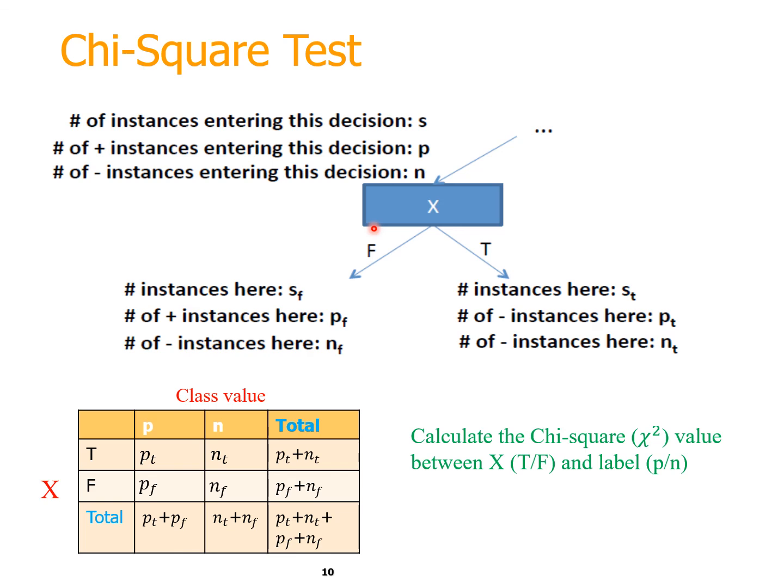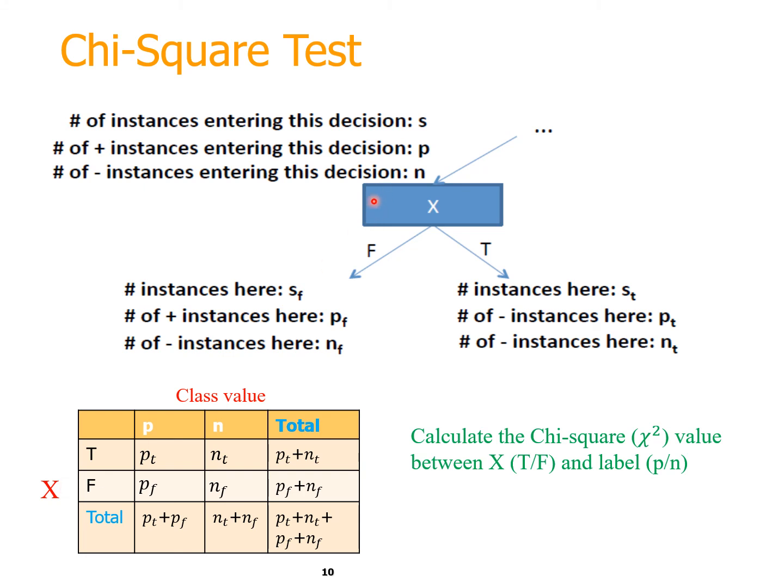So let's say x has two values, T and F, and also suppose the class level has two values, P and N, so both are binary. X is binary, T and F, and class value is also binary, P and N. So using chi-square test, we're going to decide whether these two variables, in this case attribute x and the class value, are independent or not.